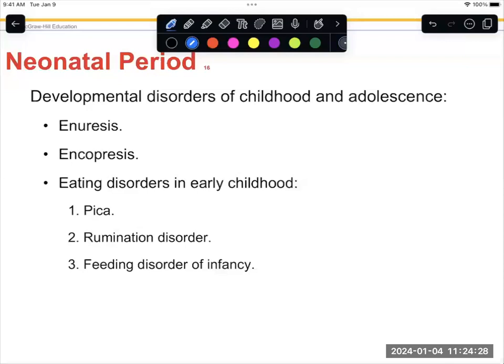Encopresis is fecal soiling beyond the age at which toilet training should have occurred, usually between 3 and 4. Treatment is to prevent constipation and use conditioning therapy. Pica is eating non-nutritive substances, like non-food substances. Hair, people will do that. Fingernails, the list could go on, it's gross.